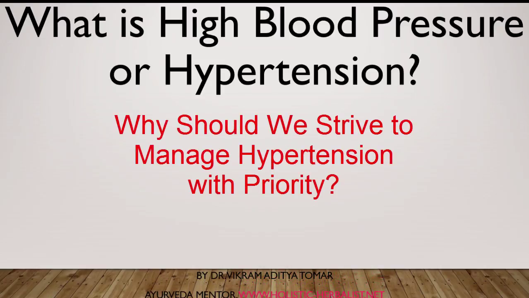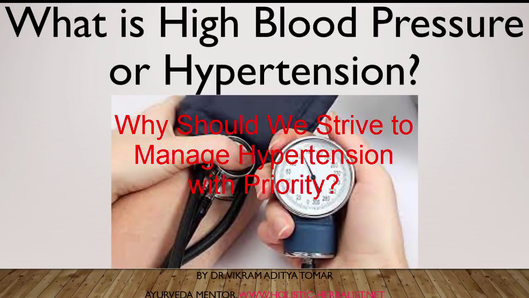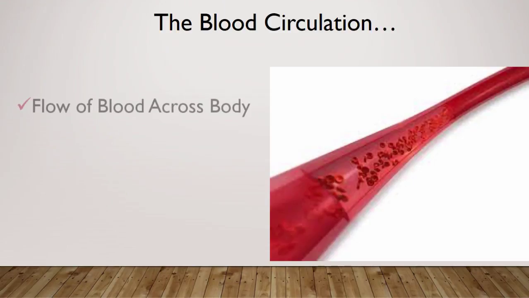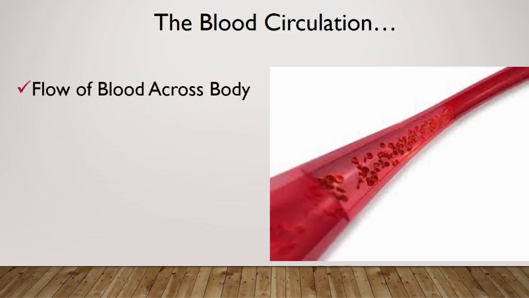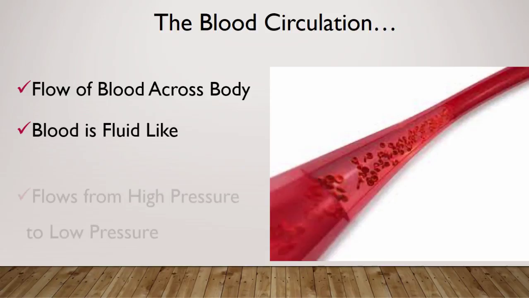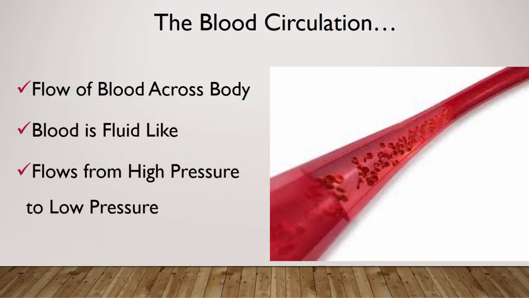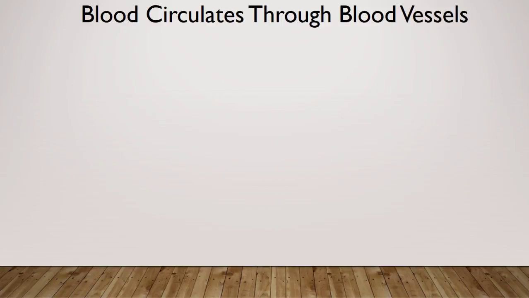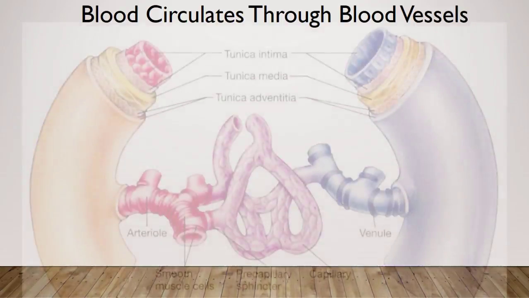I'm happy to share with you about high blood pressure or hypertension. The blood circulation means flow of blood across the body. Blood is like a fluid, even if it is containing some blood cells within it. Like a fluid, blood is flowing from high pressure to low pressure. Blood is circulating in the human body through blood vessels.